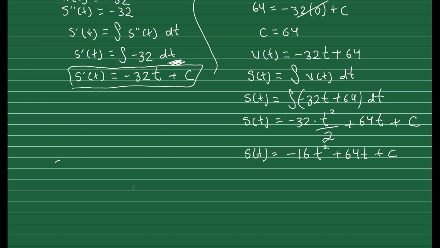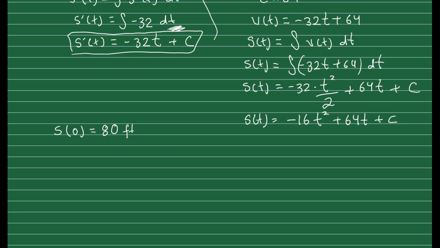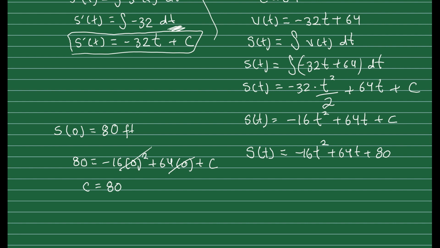So now I can say s of 0, if s of 0 is equal to 80 feet, then I can write that 80 is equal to negative 16 times 0 squared plus 64 times 0 plus c. All of this will go to 0, so c is equal to 80. All right, now I have my final position function. The position function is equal to negative 16t squared plus 64t plus 80. All right, that is the particular solution for that position function.